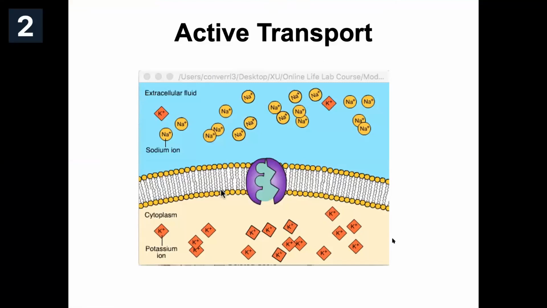There we go. Okay. So this is driven by energy. Energy drives the movement.